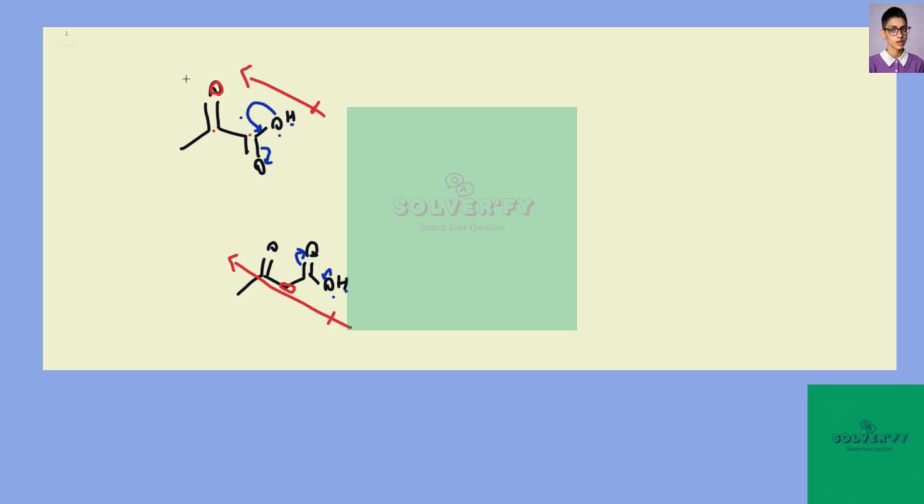So therefore, the inductive stabilization effect for pyruvic acid will be greater than the inductive stabilization effect felt for acetoacetic acid because of the increased space in between the negative charge and the electron withdrawing group here. So because of that, pyruvic acid conjugate base will be more stabilized. Therefore, the acid will be more acidic and have a lower pKa value compared to acetoacetic acid, which will be less acidic and therefore have a higher pKa value.